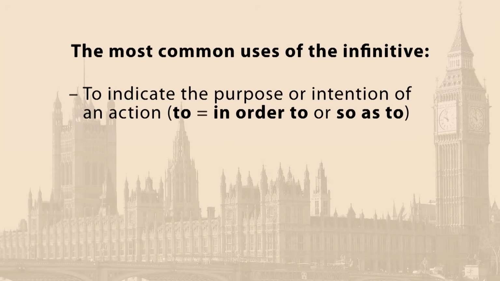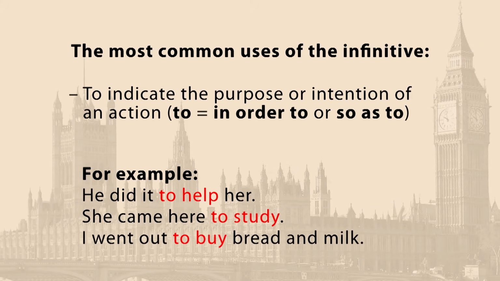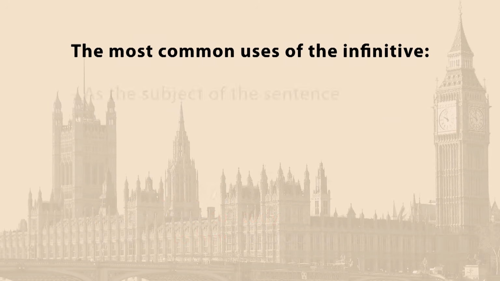And now let's talk about the most common uses of the infinitive and take a look at the typical constructions with it. The most common uses of the infinitive are to indicate the purpose or intention of an action, where the "to" has the same meaning as "in order to" or "so as to." For example, he did it to help her. She came here to study. I went out to buy bread and milk.